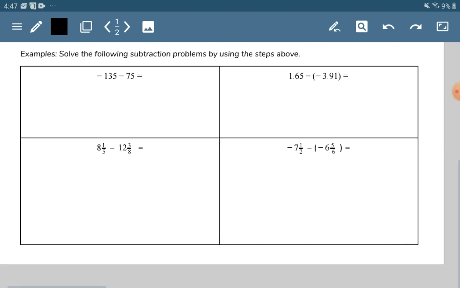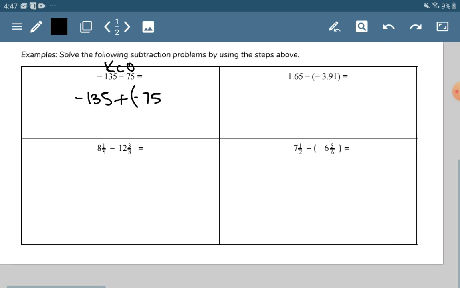My first problem is negative 135 minus 75. Whenever you hear yourself, either in your head or out loud, say the word minus, the first thing you should be thinking is I need to rewrite that as addition. So we are going to keep this negative 135. We're going to change that subtraction to addition. And we're going to make that 75 the opposite, which is a negative 75.